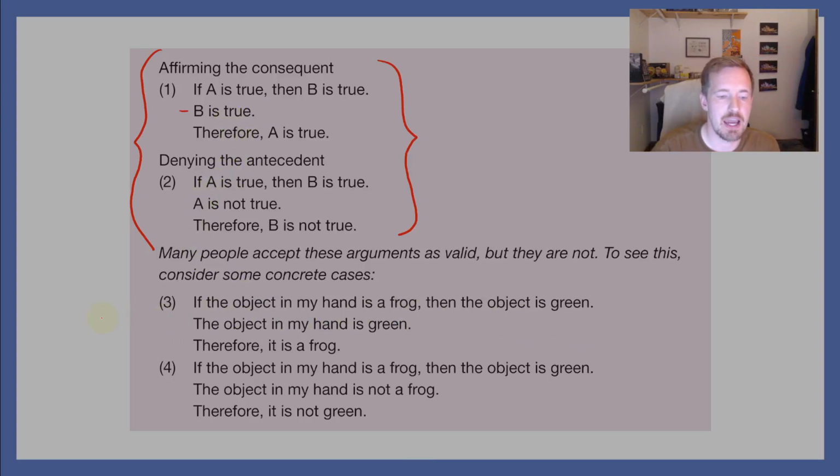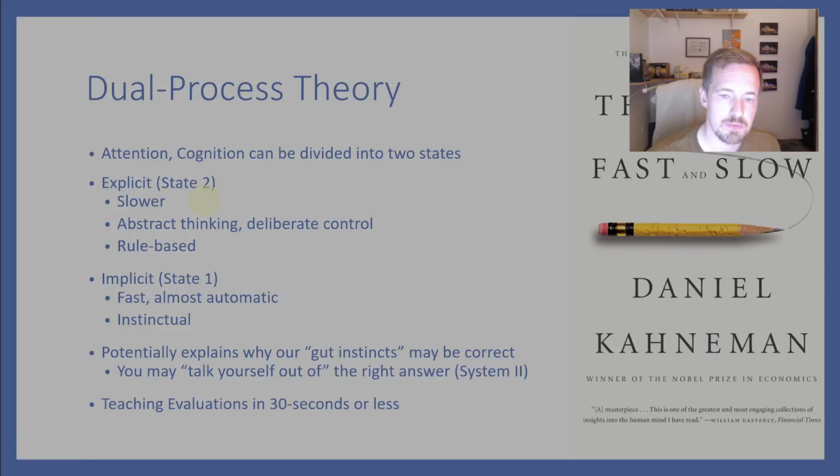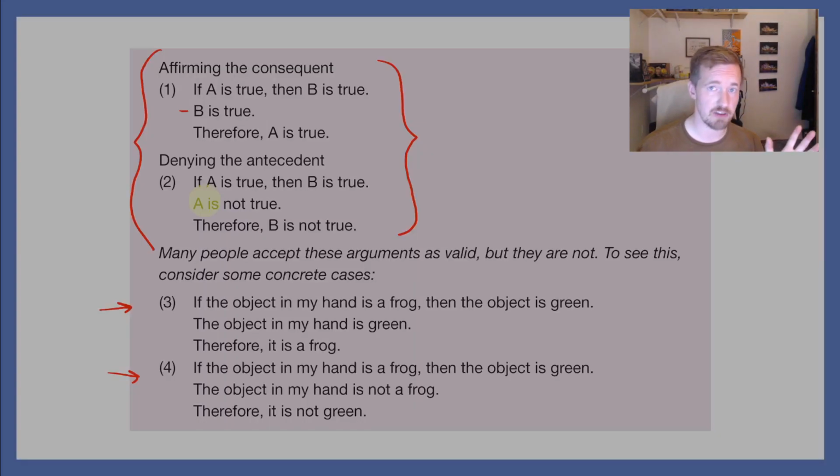And so you can kind of see how the textbook is going to give some examples of this in writing, where you can see how these don't really work. All right, but again, this is hard stuff, and this is the reason why people are not very good at using logic, because when we see, including myself, stuff like this up here, this stuff looks right. But whenever we start applying actual examples, you can see where it goes wrong. So if the object in my hand is a frog, then the object is green. The object in my hand is green, therefore it is a frog. We know that doesn't make sense, right?